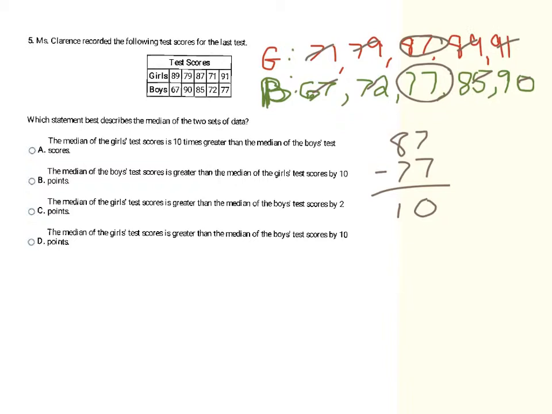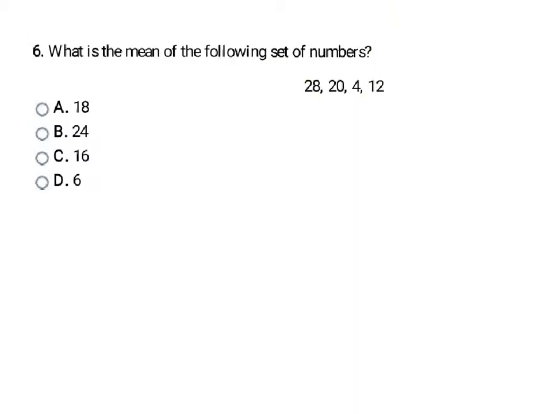So if I look at choice D, it says here the medians of the girls' test scores is greater than the medians of the boys' test scores by 10 points. So that's what I'm looking for. So my final answer here is choice D.